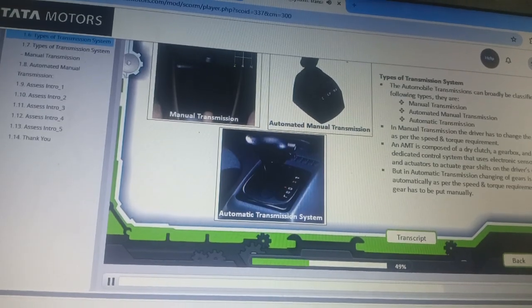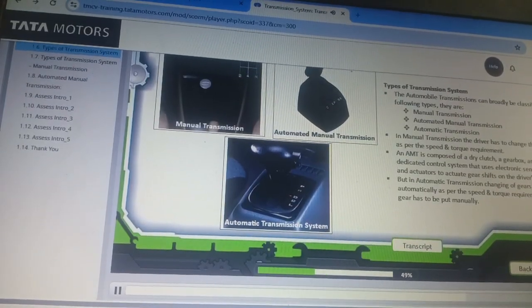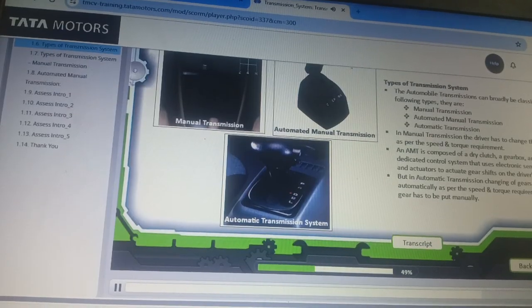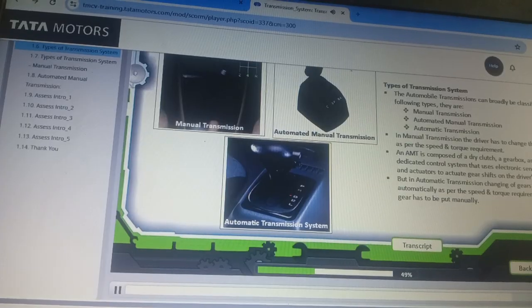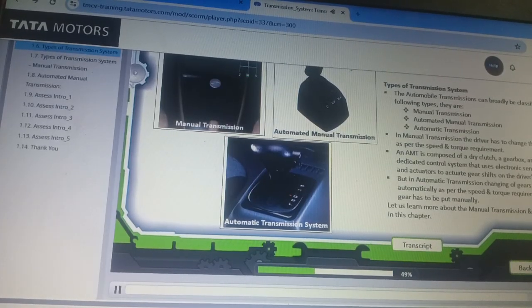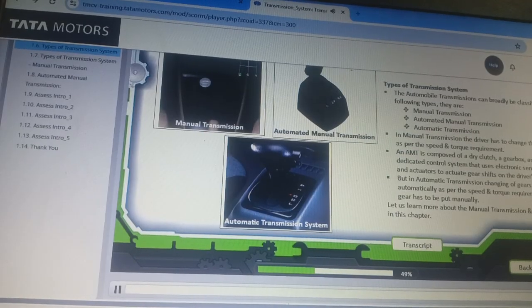But in automatic transmission, changing of gears is done automatically as per the speed and torque requirement. Only reverse gear has to be put manually. Let us learn more about the manual transmission and their types and AMT in this chapter.